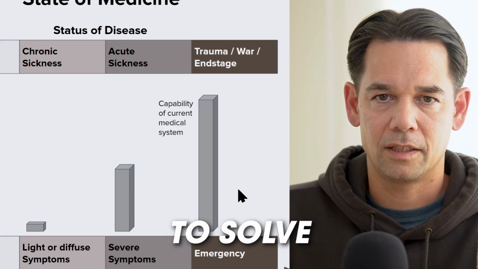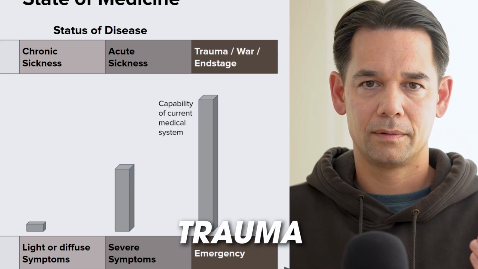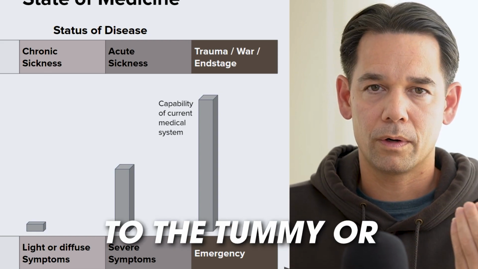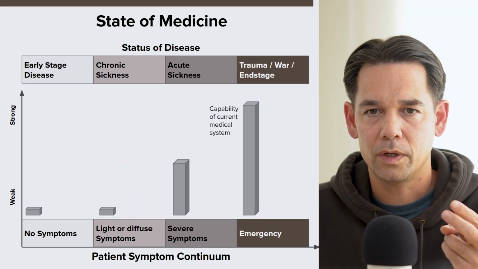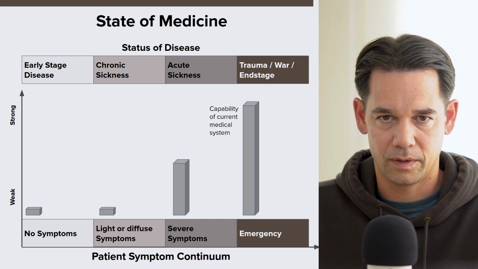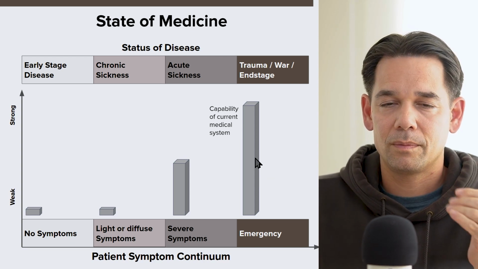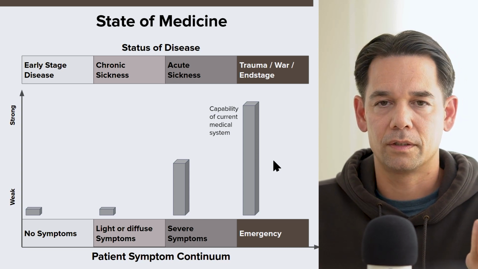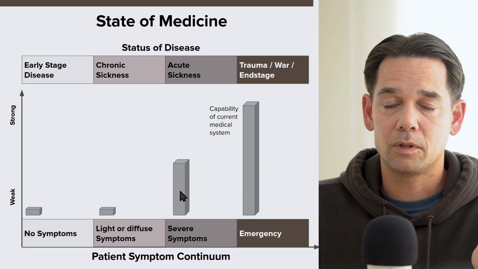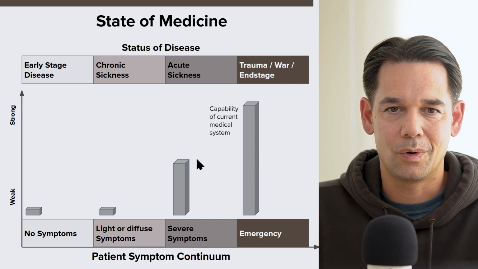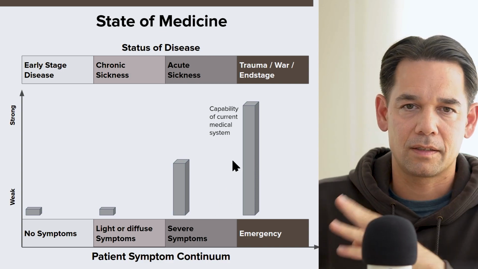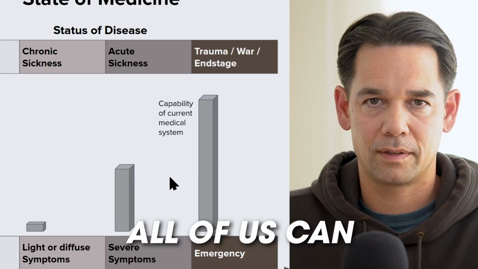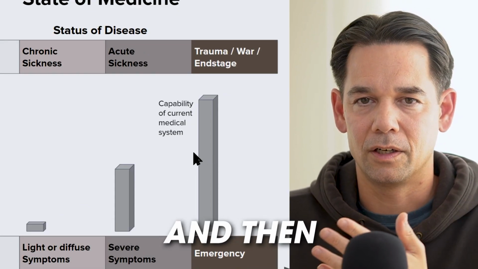Medicine was designed to solve two problems. Trauma, you're missing a leg, you have a bullet wound to the tummy, or infectious diseases. So surgery and antibiotics that were invented back then. That is what the whole system to this day is structured around. That is the idea of medicine, of traditional, conventional medicine. Severe symptoms, of course, lead up to that, so you also have some capability there. And medicine does a great job there. And don't get me wrong, I'm very happy that we can do that. All of us can have a trauma, and then we need to care.